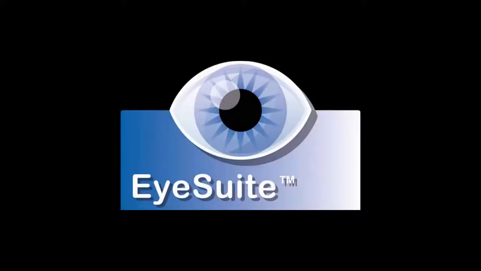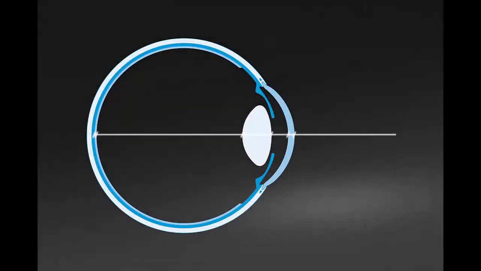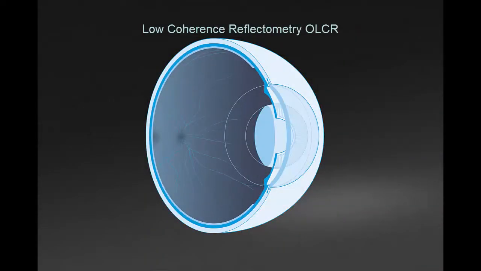Welcome to Eyesuite Biometry. This segment will illustrate the length measurements such as central corneal thickness, anterior chamber depth, lens thickness, and retinal thickness acquired using the LENSTAR. All length measurements are captured along the patient's visual axis, thus producing highly accurate and reproducible measurements.